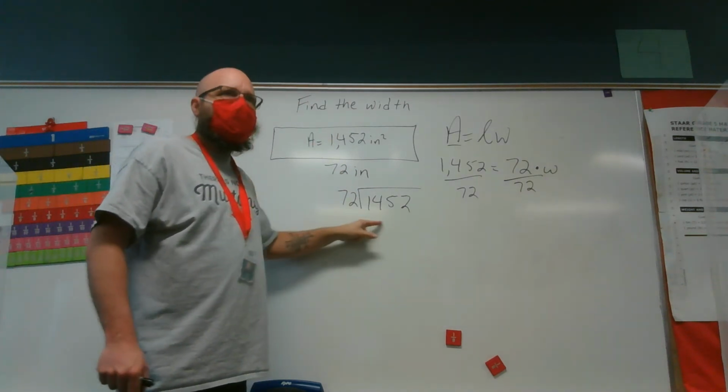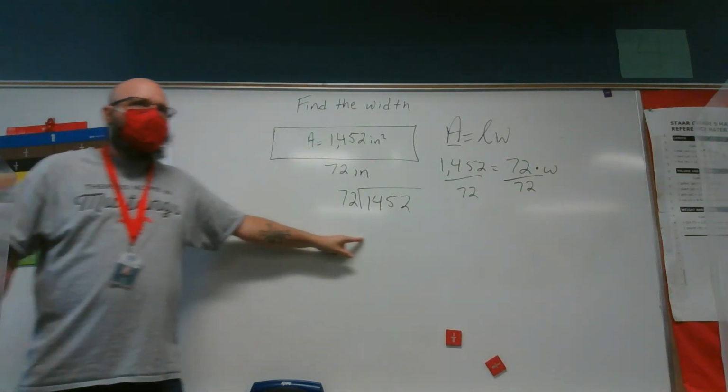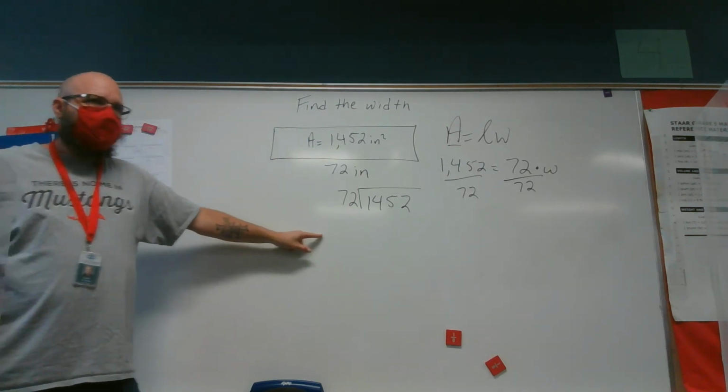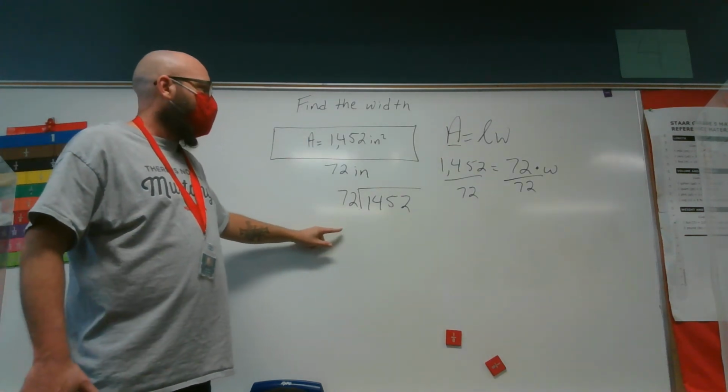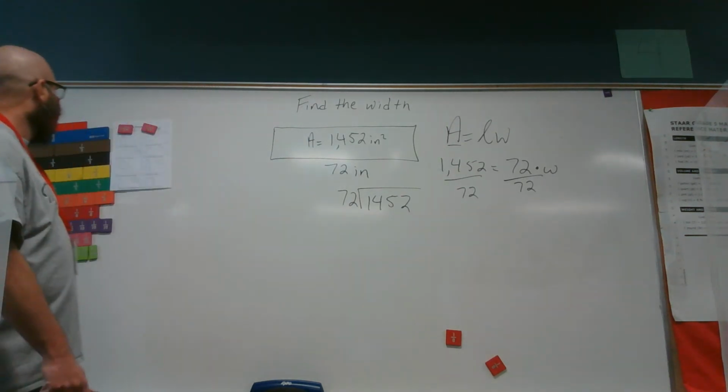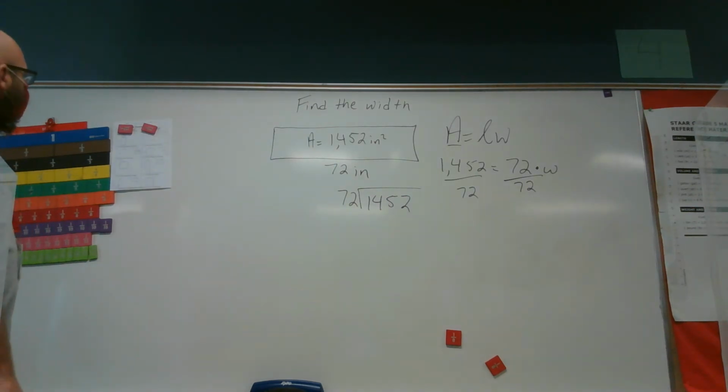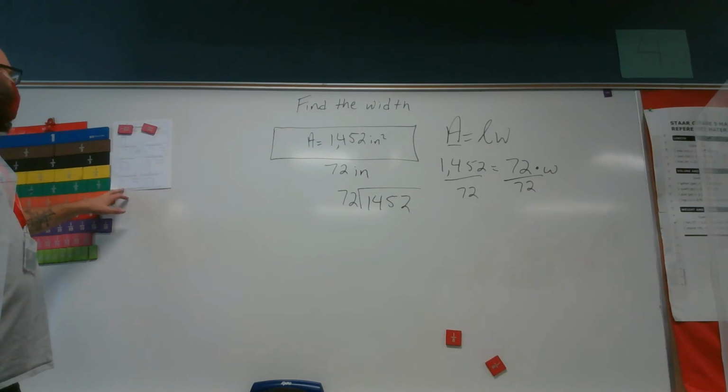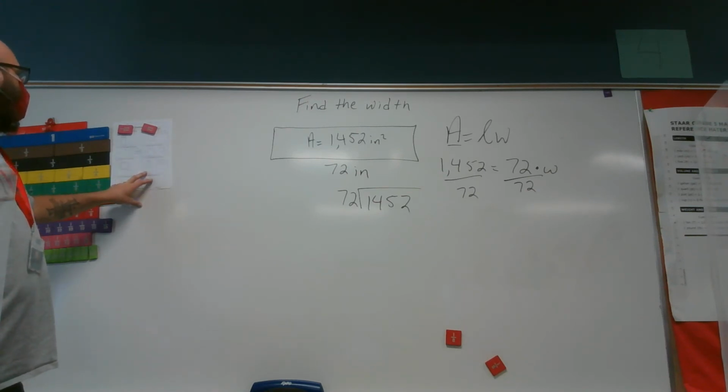Did you do the math? You got it? I got 12 with the remainder. Wait, no. I got 20 with the remainder. We're not going to have a remainder. What? Oh, what? So 20, right? We shouldn't have a remainder. Do we have a remainder? Yes. So I did something wrong.